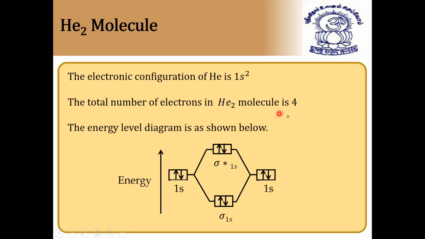Because the helium molecule contains 4 electrons, 2 will be in bonding and 2 will be in antibonding. So bonding, bonding, antibonding, antibonding. So I hope it is clear.